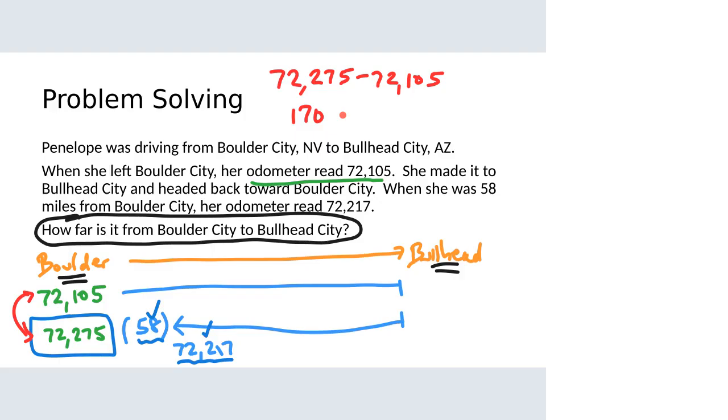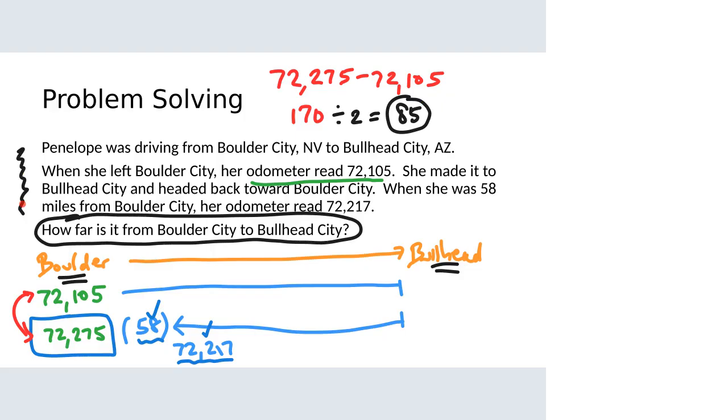Yeah, if it's 170 miles round trip, then I need to divide that by 2 to find out how many miles it is one way, and that's 85. So how far is it from Boulder City to Bullhead City? 85 miles. There was a lot going on in this question when we first read it.